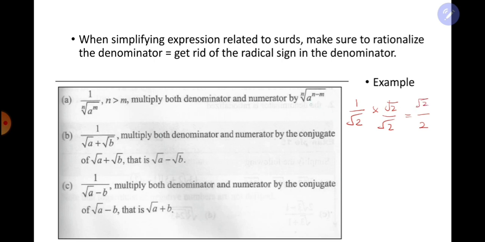Ataupun kalau if you use this rule, you kena darab dengan berapa? Root 2 of 2 power, your n is 2, m is 1 kan, so you akan dapat root of 2 power 1 jugalah. Okay, so that's why you choose root 2.